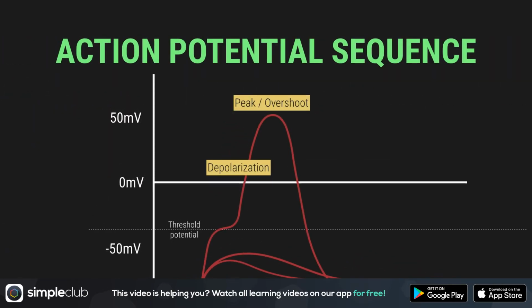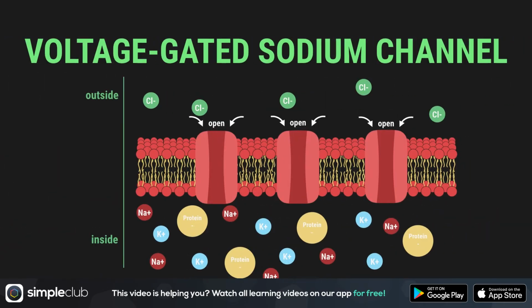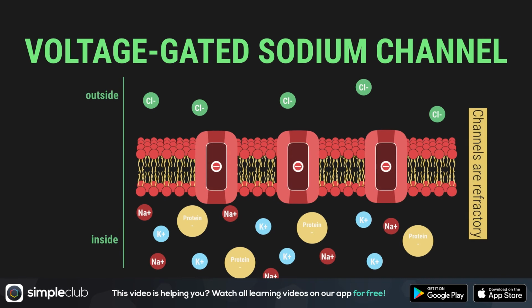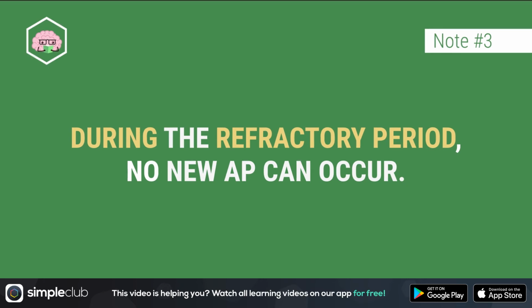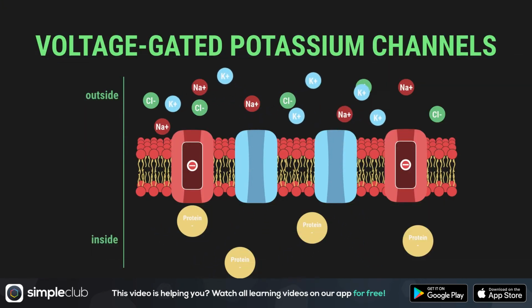But then, after 1 to 3 milliseconds, the channels are closed off by blocking particles. Once the resting potential is re-established, this inactivation is reversed. The time that the channels are inactive is called the refractory period. During this time, no new AP can occur. Around 1 to 2 milliseconds after depolarization, more channels open. These are the voltage-dependent potassium channels.